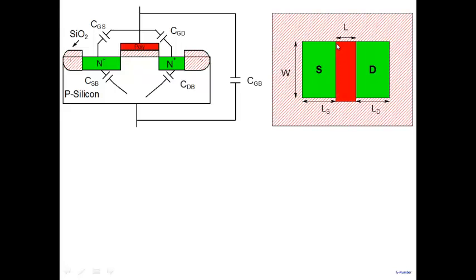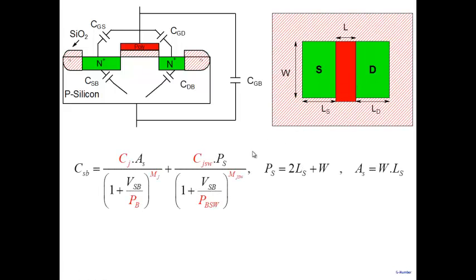So we will not look at this edge here, but we'll look at this edge and this edge and this edge here. Similarly, we'll look at this edge here, here and here. This edge here is already included in this part. So when I talk about those source to body capacitors, now look at this expression here.